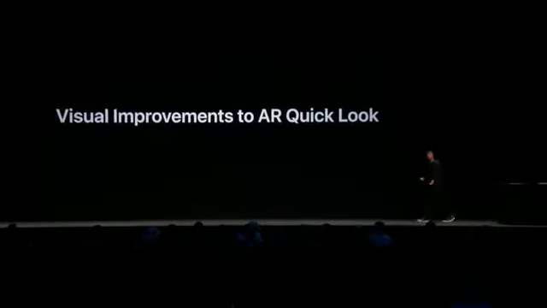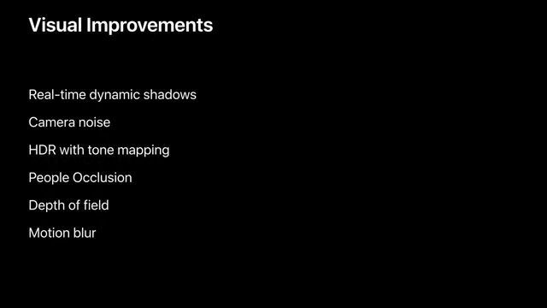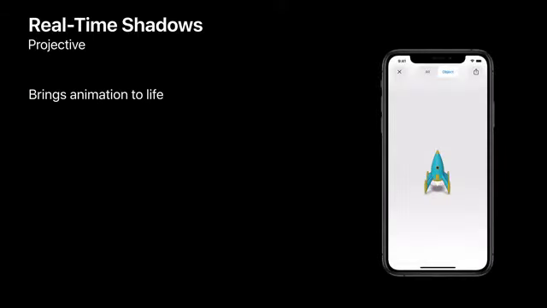So now let's talk about the visual improvements of AR Quick Look. One of the main goals of AR Quick Look is to create a believable AR experience. And to achieve that, it is important to understand and take into account the surrounding environment of the user. This year, we added a variety of new rendering effects to make the content look as if it is truly part of the world. Let's go into some more details, starting off with real-time shadows.